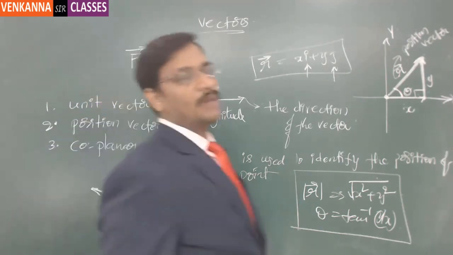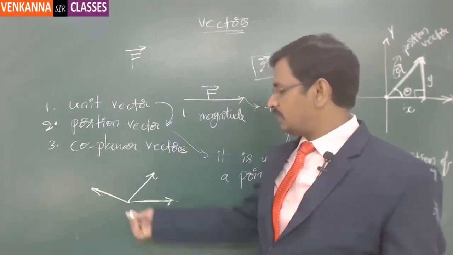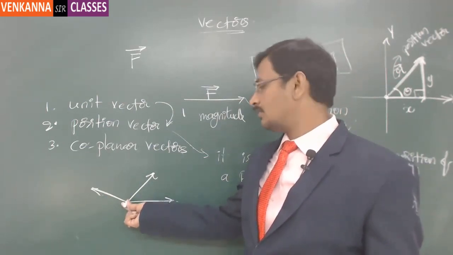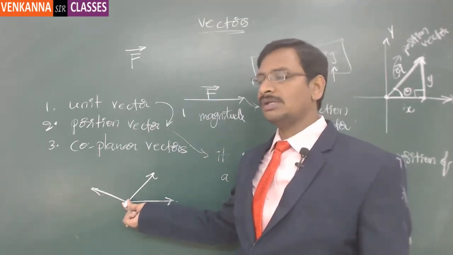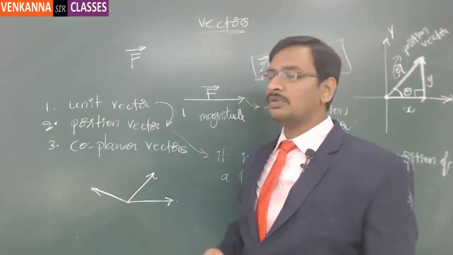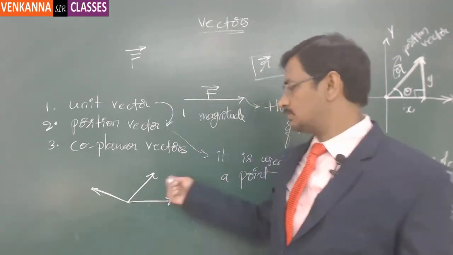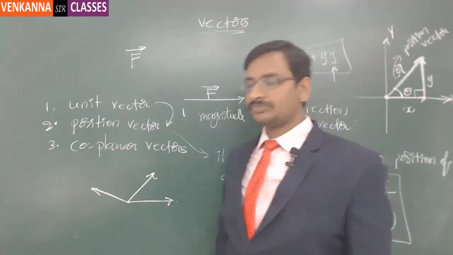And the non-coplanar vectors are, suppose these three vectors are on this particular plane. If I say that there is one more vector like this which is coming out of the board, then obviously these four vectors are no more coplanar, because this vector which is coming out of the board is perpendicular to the board, not on the same plane of the board. So that's why these are non-coplanar vectors.